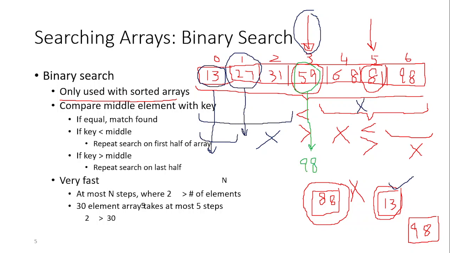Is 98 less than 59? No, it is not. Is 98 greater than 59? Yes, it is. So we can find 98 in this half of the array. Here we cannot find it. Now we have to search for 98 in this half of the array.